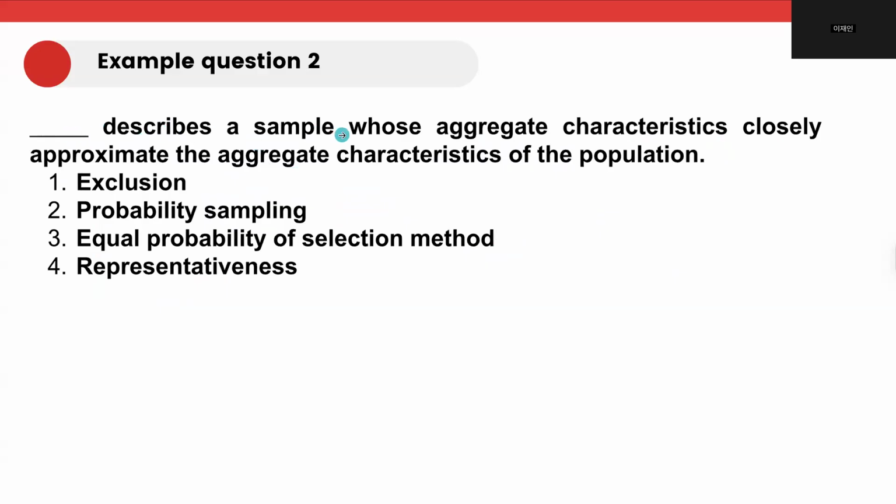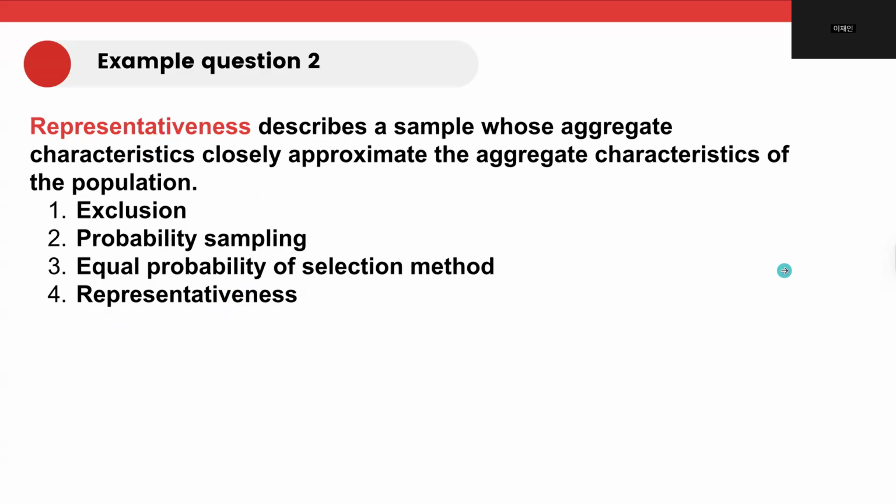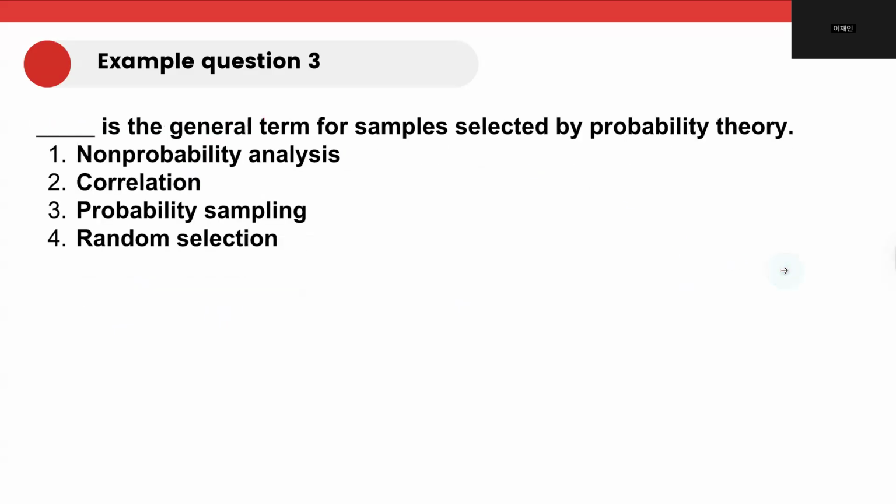Blank describes a simple sample whose aggregate characteristics closely approximate the aggregate characteristics of the population. So exclusion, probability sampling describes that, equal probability of selection method, representative. Which one is the best keyword about that? You heard a lot about representativeness, right? So that is the answer, the best answer, number four.